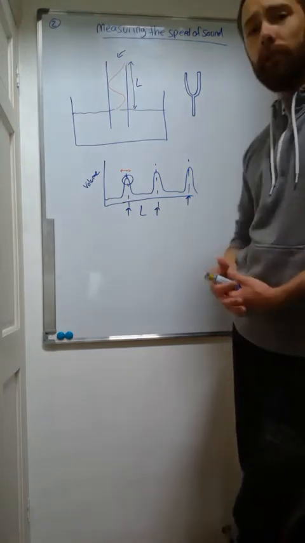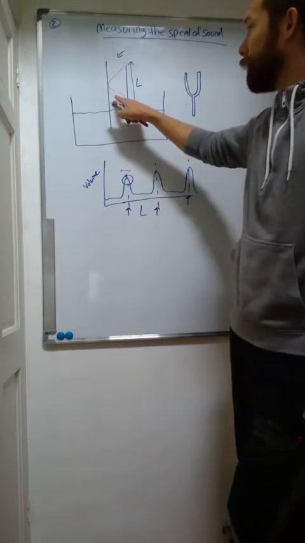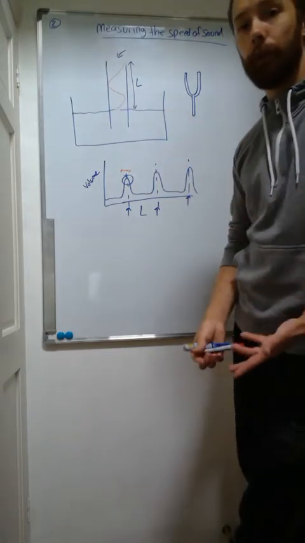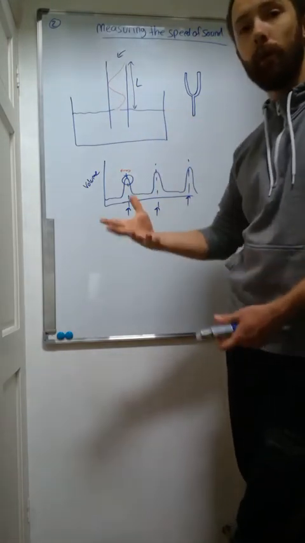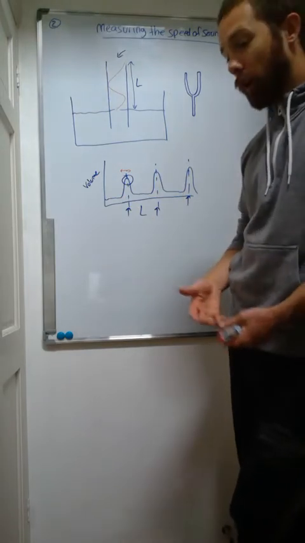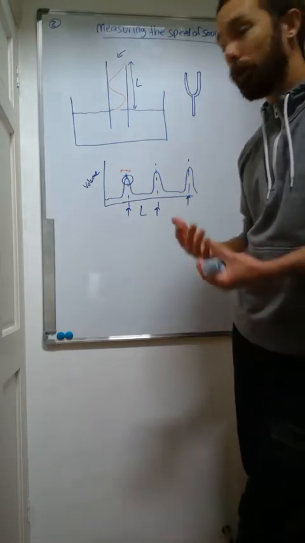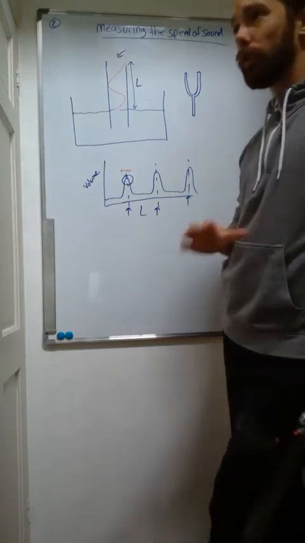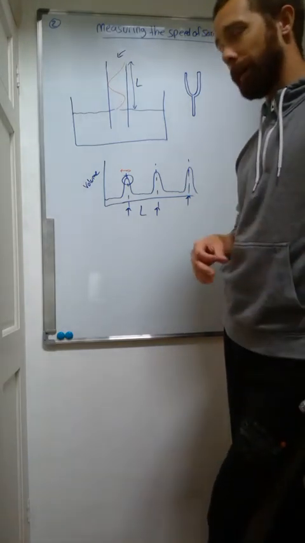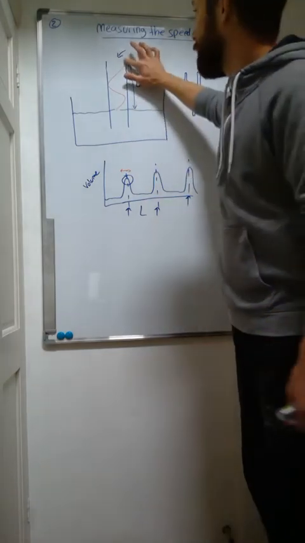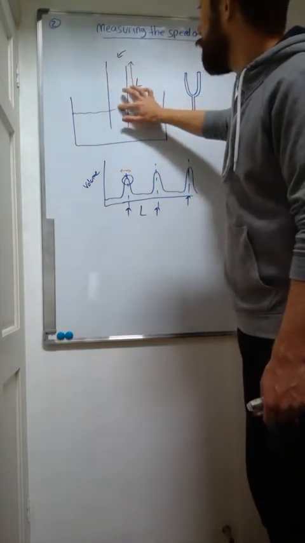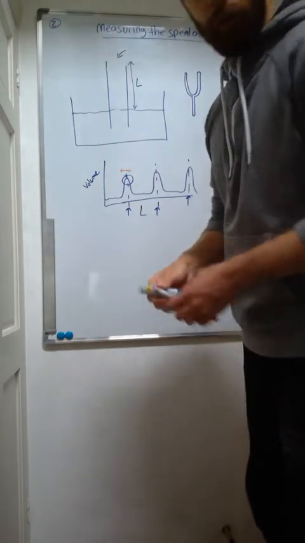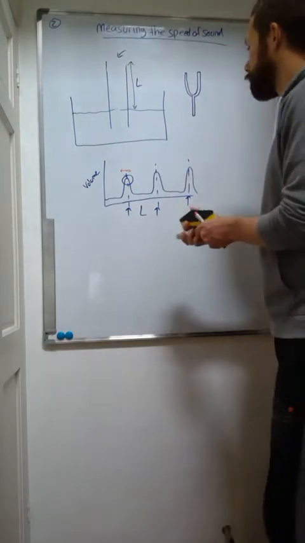Now, the other issue then is how do I know whether I've got a fundamental, a third harmonic, a fifth harmonic, a seventh harmonic? Because if I just wait until it's loud, all I know is I've got a harmonic. I don't know whether I've got a fundamental or whatever. Now, one way you could solve this problem, and it's not necessarily the best way, is you could start with the tube very, very small.